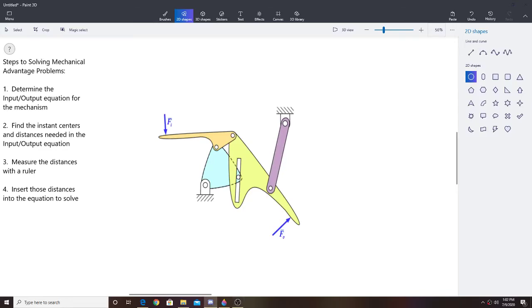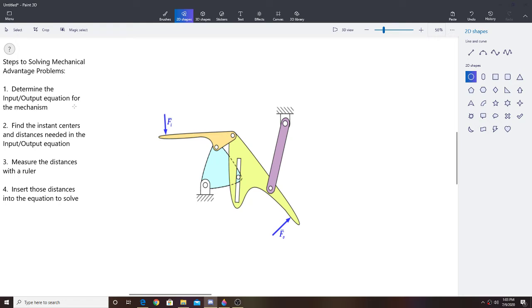All right. So I wrote over here the steps to solving these mechanical advantage problems. So the first one, as you can see from this is our mechanism, we have our input force here and our output force here. So the first step is to determine the input-output equation for the mechanism.